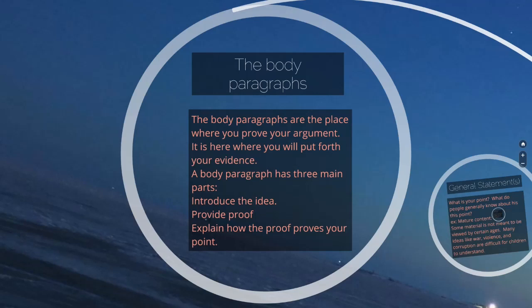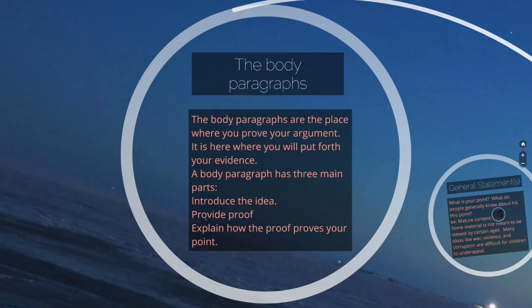Each paragraph should have three main parts. Introducing your idea from the detail that you used in your thesis statement, providing your proof in one or two sentences, and then explaining how the proof proves your point. How does the evidence prove that what you're saying in your thesis statement is true for that particular paragraph?